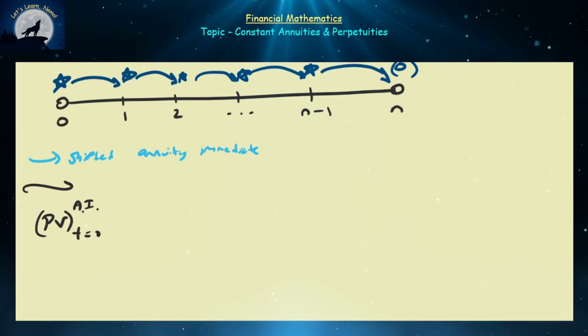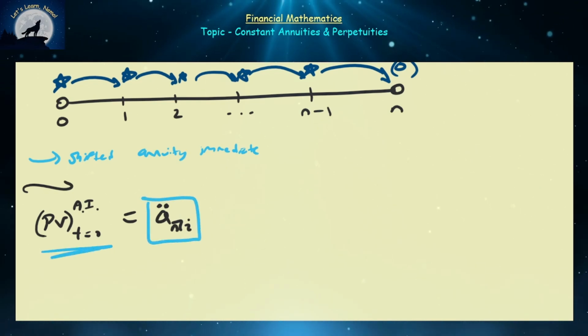This notation obviously isn't what we're going to have. So what is the notation for the present value of an annuity immediate under effective interest rate i with n payments? That is notated by a angle n at i. So what we're going to do is place two dots above the a. This is the notation for the present value at time t equals 0 for an annuity due, that is, payments made at the beginning of the periods with n payments under effective interest rate i.